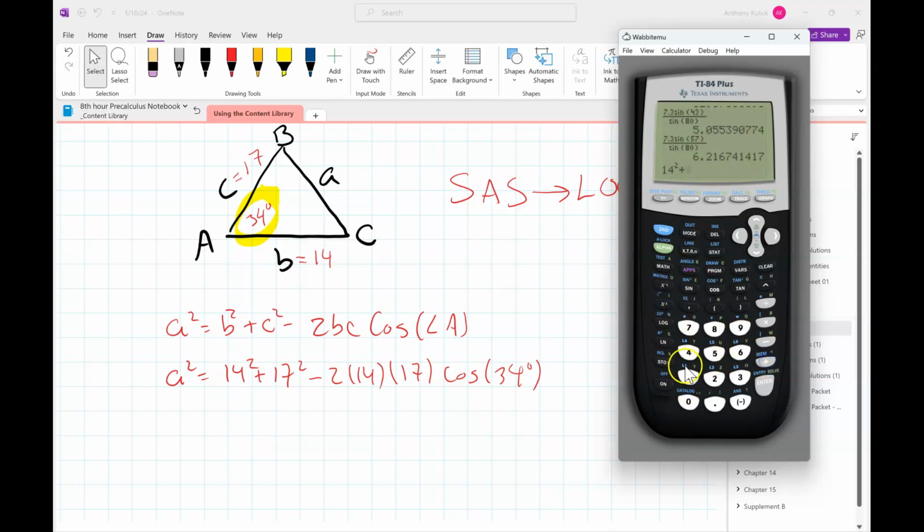That's the way that Mr. Kulik would do it. That's the way you should do it. It'll get you the right answer. Don't try to overthink it. Just type it in the way it looks on your piece of paper into your calculator. So I get 90.38. No way, Mr. Kulik. Side A is not 90.38.